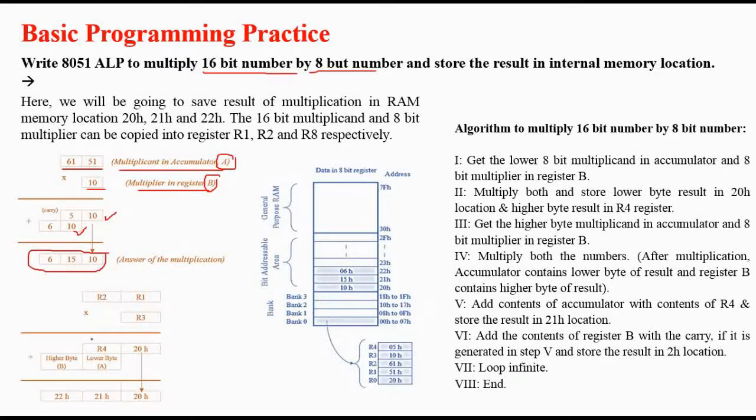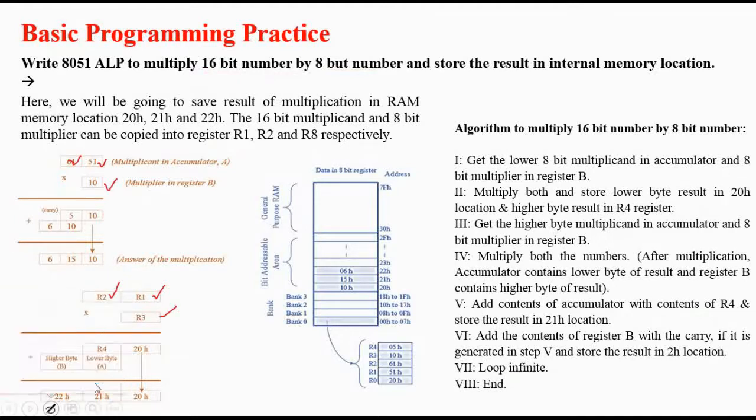So here what we'll do is this 51 will be saved in R1, 61 in R2, then this 10 in R3. Then the remaining digits, that is 5 and 10, will be saved in R4 and the 20H location. Then this 6 and 10 will be in the A and B registers. Then we will add all those, and the last result will get stored in the 20H, 21H, and 22H locations. In this way we will save the result.